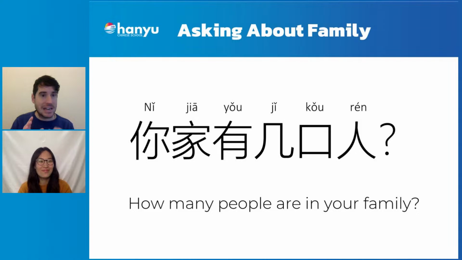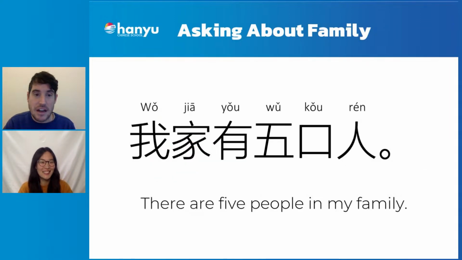But if it's people that live in a place and, like Melanie said, that they need to be fed, we will use 口. So 口人: 一口人, 两口人, 三口人. People that live in a place and need to be fed. Very good. Now we see the answer. How can we answer that question, Melanie? 我家有5口人. My family has 5 people.